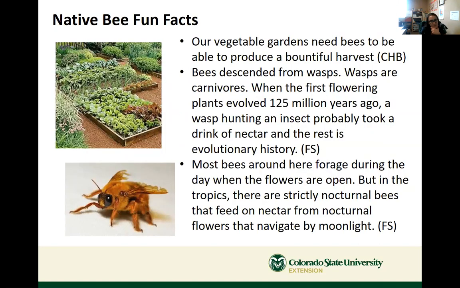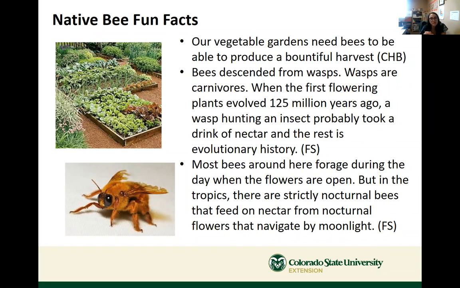So let's do a few fun facts of native bees. Our vegetable gardens need bees to be able to produce a bountiful harvest. Obviously, things like zucchini absolutely need pollinators, but we already talked about peppers and tomatoes being buzz pollinated. That'll increase your yield. And bees actually descended from wasps. Wasps were around first. Wasps are carnivores. So probably the first flowering plants evolved 125 million years ago. There's probably a wasp hunting, accidentally took a drink of nectar, and the rest is evolutionary history. They started to evolve from there and start to feed on more nectar and pollen, and bees evolved from wasps.